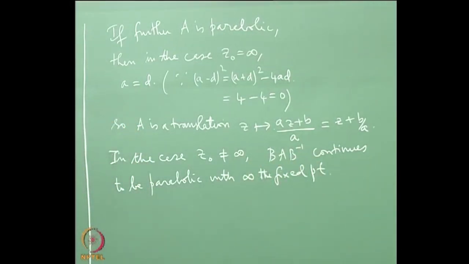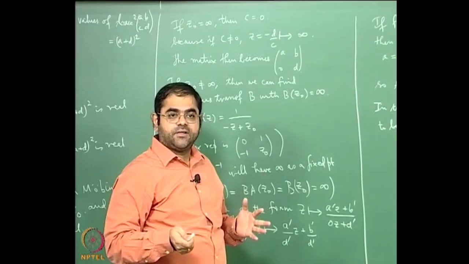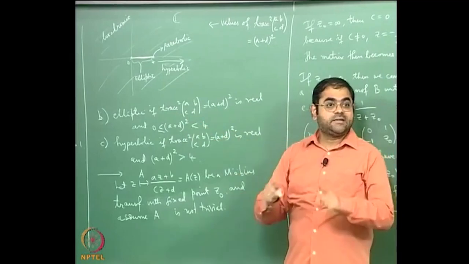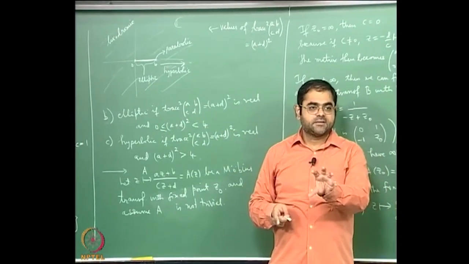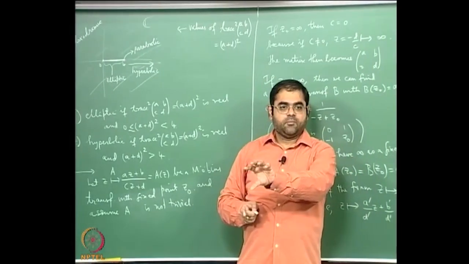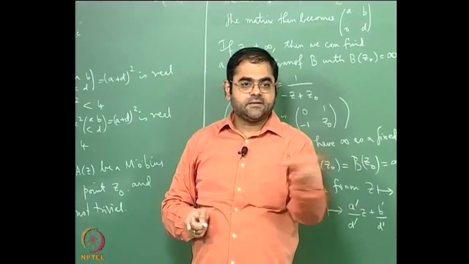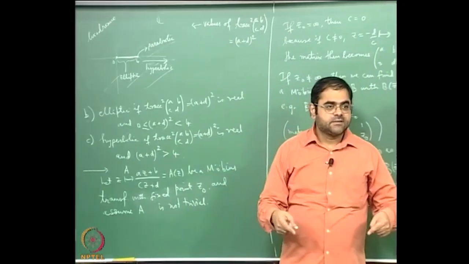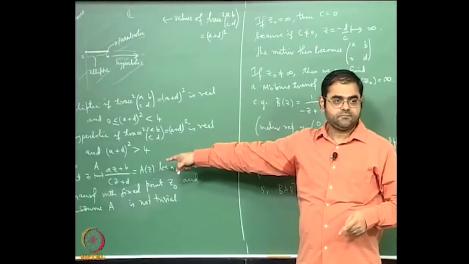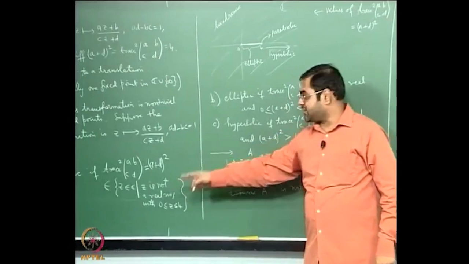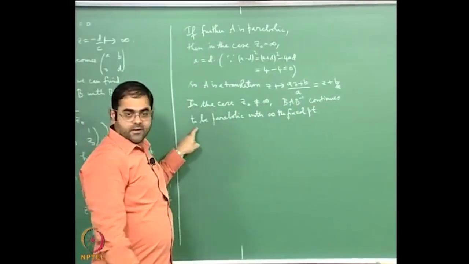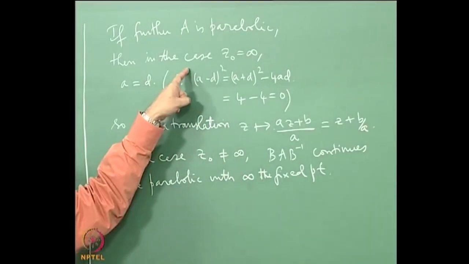Because the property of a Moebius transformation being parabolic, elliptic, loxodromic or hyperbolic is not going to change when you conjugate it. That property is defined by looking at the value of the trace squared of this matrix, and the trace of a matrix is invariant under conjugation, that is, you pre-multiply by an invertible matrix and post-multiply by its inverse, and the trace continues to be the same. So if I conjugate a loxodromic transformation, I will again get a loxodromic transformation, if I conjugate an elliptic transformation, I will again get an elliptic transformation, and so on. Since I have assumed A is parabolic, B A B inverse continues to be parabolic, and infinity is a fixed point, so you are in this case.